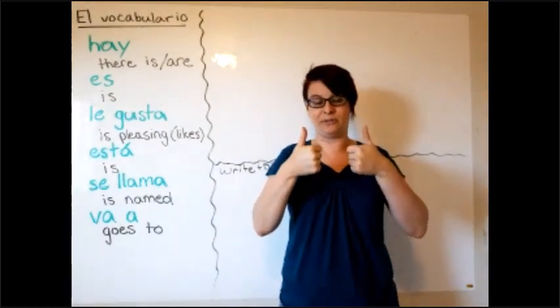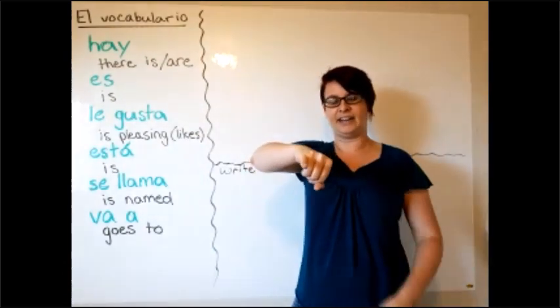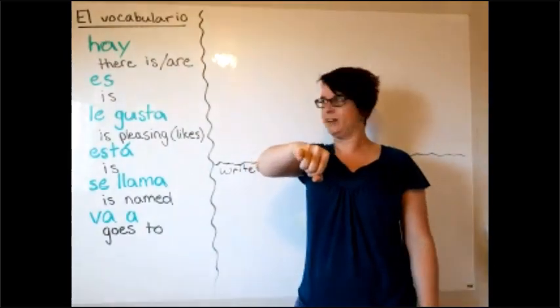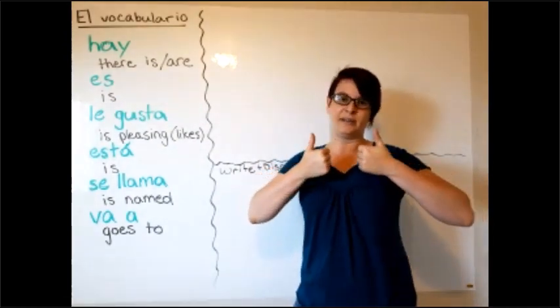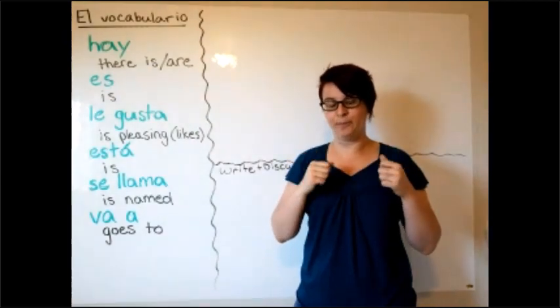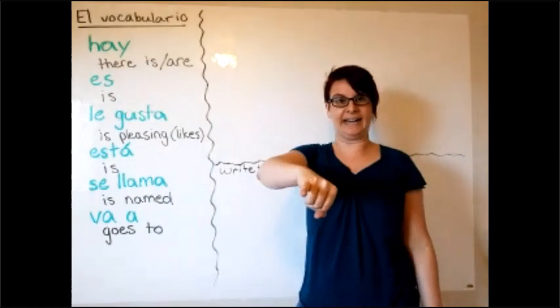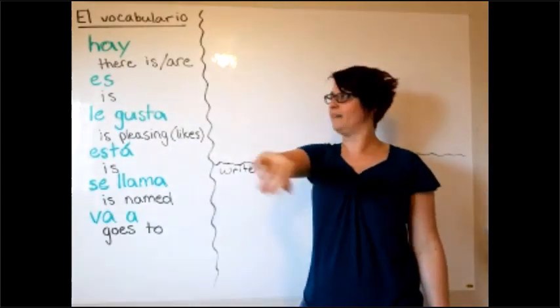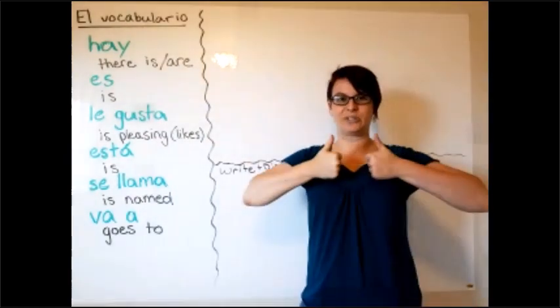And I can't see both of them, but at this point I would say, show me hay. I'd be looking for the class to do the action. Show me le gusta. And typically the students are going to say what it is. So since I can't see Botond right now, go ahead and say the translation. Show me hay. There is. Show me le gusta.